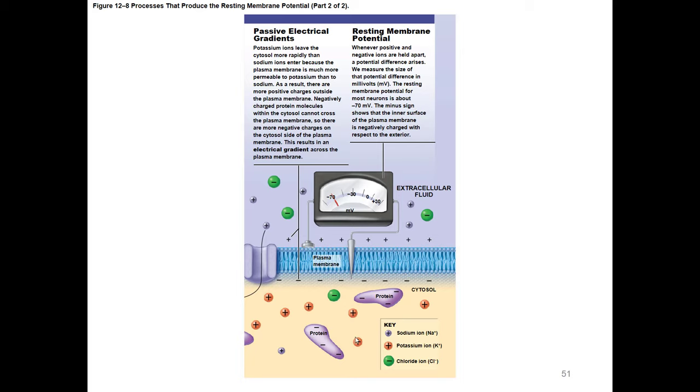The resting membrane potential of a neuron is going to be about negative 70 millivolts. The negative sign shows us that the inner surface of the plasma membrane is negative compared with the exterior of the membrane. So you can see this little probe here inside the membrane is clocking this neuron at negative 70 millivolts, which means that it is resting.